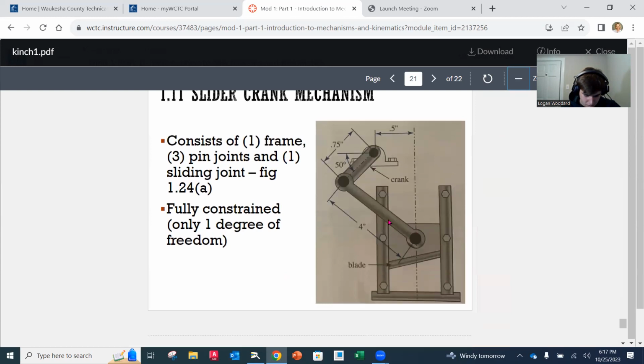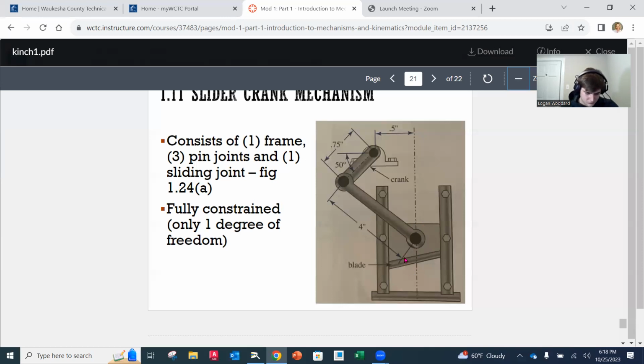As we look at this mechanism, this is another type of shear. But this is an offset slider crank mechanism, where this is going to go around a full 360 degrees, and then this blade is going to go up and down within these rails linearly. So here it consists of a frame. Notice that our crank is connected to the frame. We have a crank, we have a connecting rod, and then we have a slider. And additionally, we're going to have 1, 2, 3 pin joints, and then 1 slider joint.